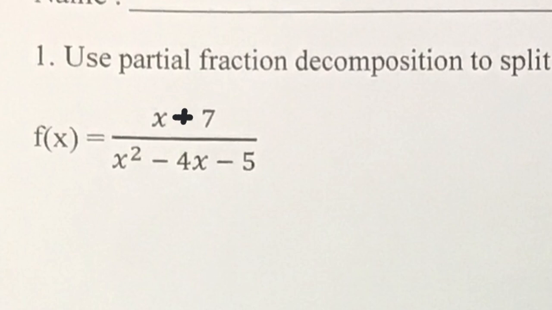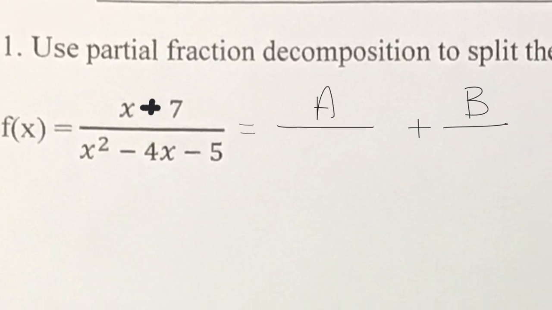Okay, so what we're doing is we are trying to split this single rational into the sum of two other fractions. Right? That is our goal, is to split x plus 7 over x squared minus 4x minus 5 into the sum of two other fractions. Okay, we're going to unadd these together.